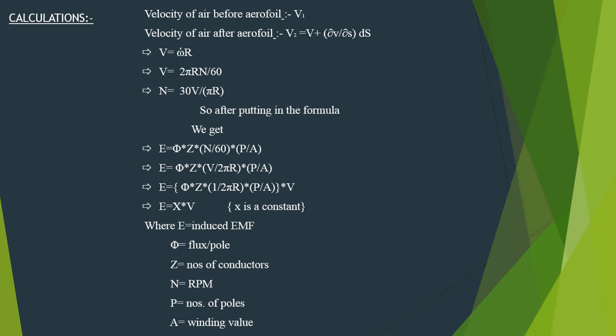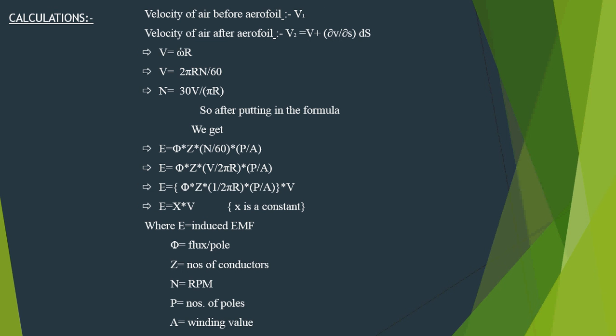Now what are the calculations we made in our glider? See, let the velocity of air before the airfoil be v1, and after the airfoil the velocity of air will be v2. So how will v2 change? v2 will be equal to v1 plus dv by ds into ds. Now we know that linear velocity v is equal to omega r, where omega is the angular velocity. So we change omega into 2 pi n by 60, so v is equal to 2 pi r n by 60. So n will be equal to 30v by pi r.